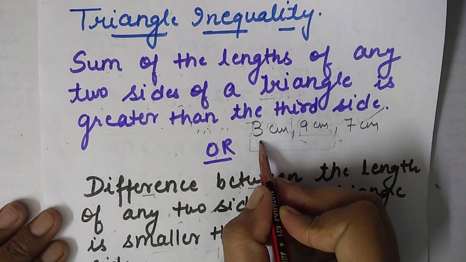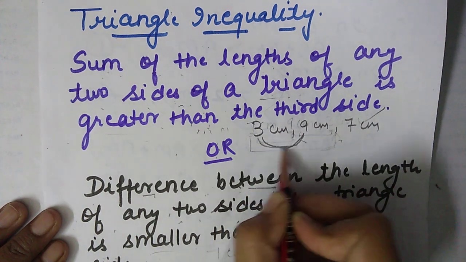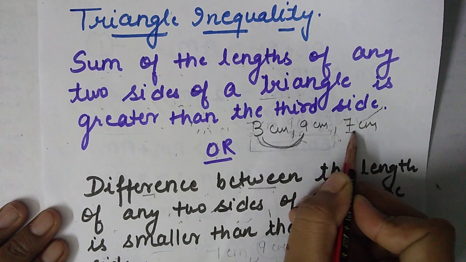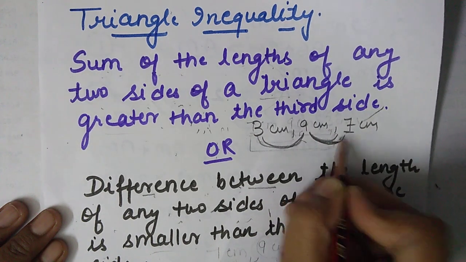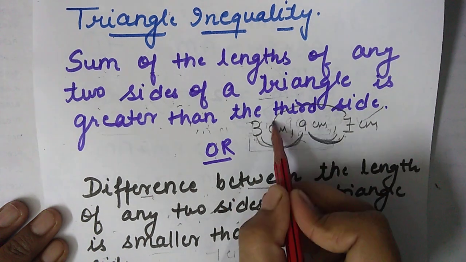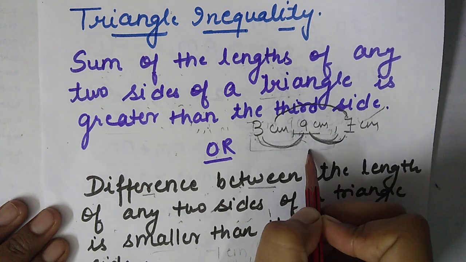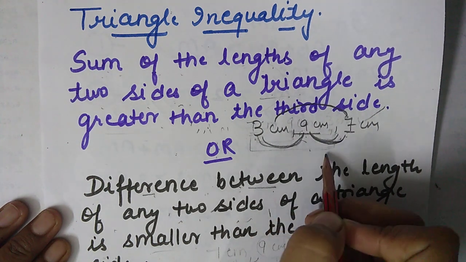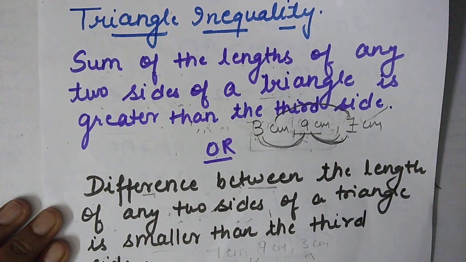The sum of any two sides is always greater than the third. First I will check the sum of these two, and that must be greater than 7. Then you have to check the sum of these two, and that must be greater than 3. And then you have to check the sum of these two, and that is also greater than 9. If this condition is satisfied, then we can say yes, a triangle is possible having these three sides.